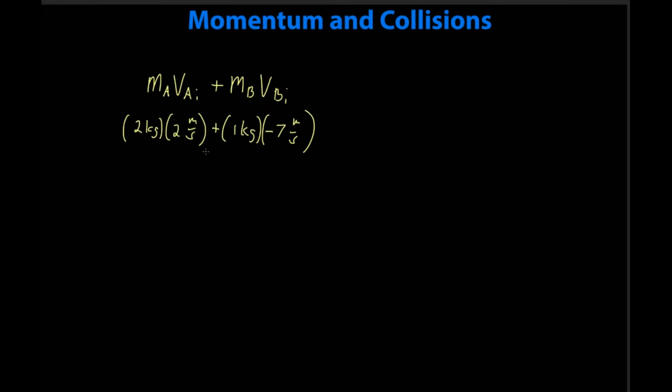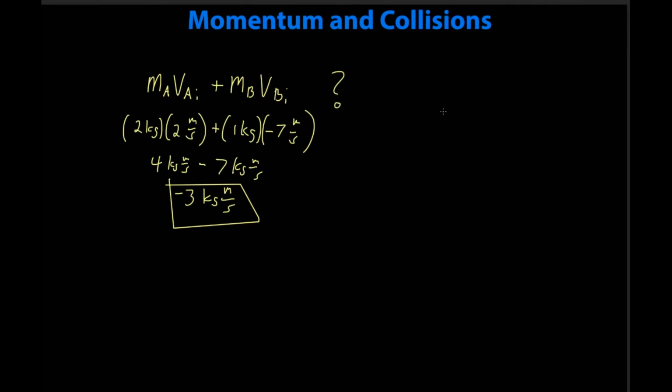Here's what I want to do. I want to analyze the momentum in my system, which is both carts, both before and after the collision. And in order to get the total initial momentum, I need the momentum of both carts. That'd be mass A, velocity A initial, the momentum of the first cart, and mass B, velocity B initial, the momentum of the second cart. 2 kilograms times 2 meters a second, plus 1 kilogram times negative 7 meters a second, because the blue cart was going to the left. I get 4 minus 7 kilograms meters per second, which gives me negative 3 kg m/s. So here's the initial momentum.